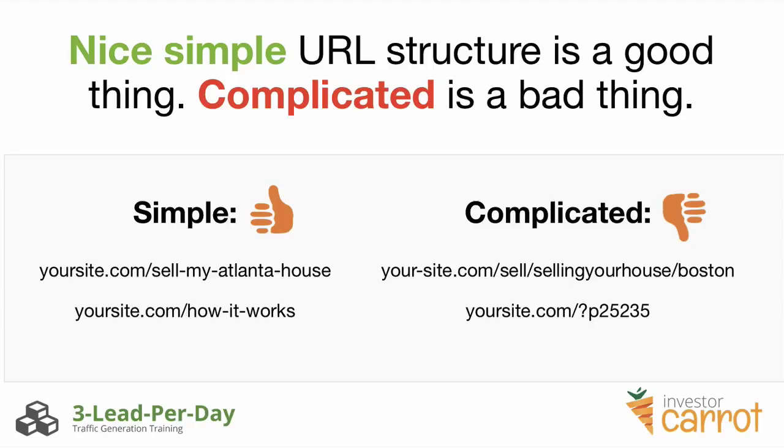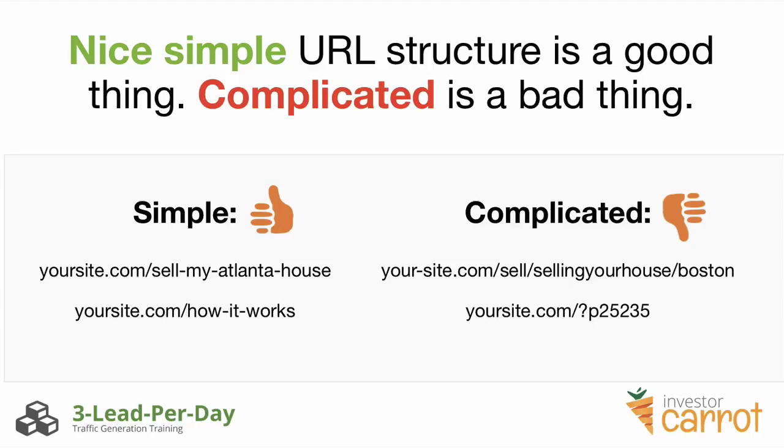So on the left side we have the simple structure. You can see right there, yoursite.com/ and then your keyword phrase. Let's say you're going after sell my Atlanta house. You might want to have in your URL structure those keywords in there. Sell my Atlanta house. Okay, or how it works. Okay, so that's nice and simple. It's easy for anyone to understand.